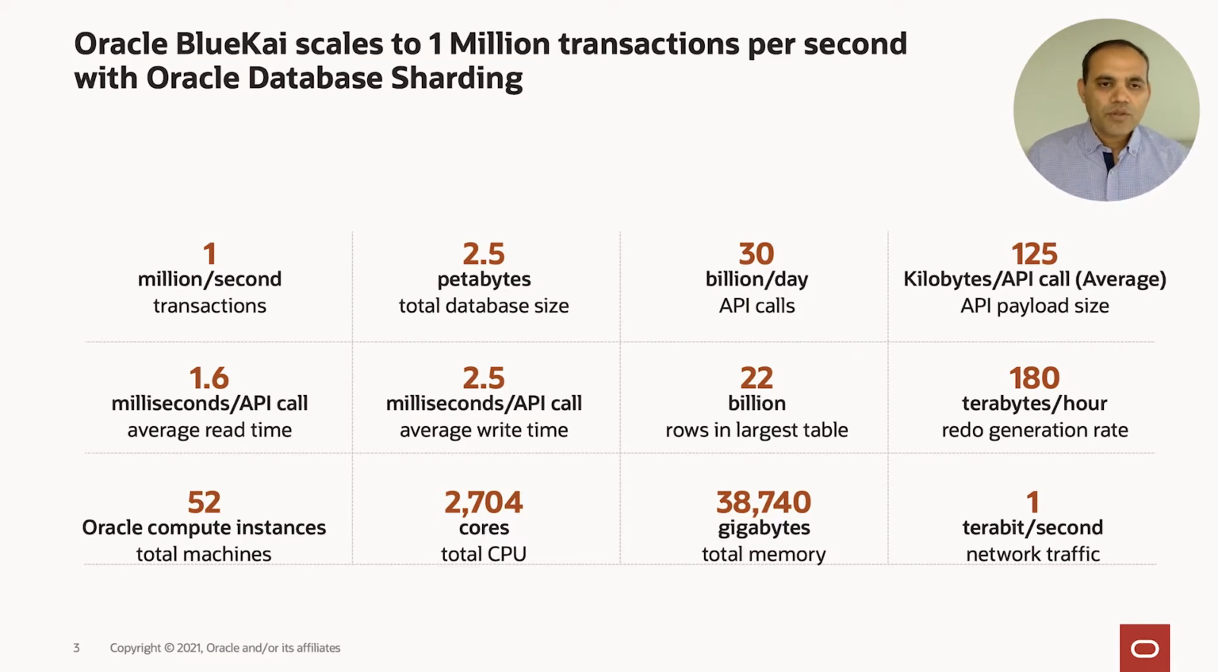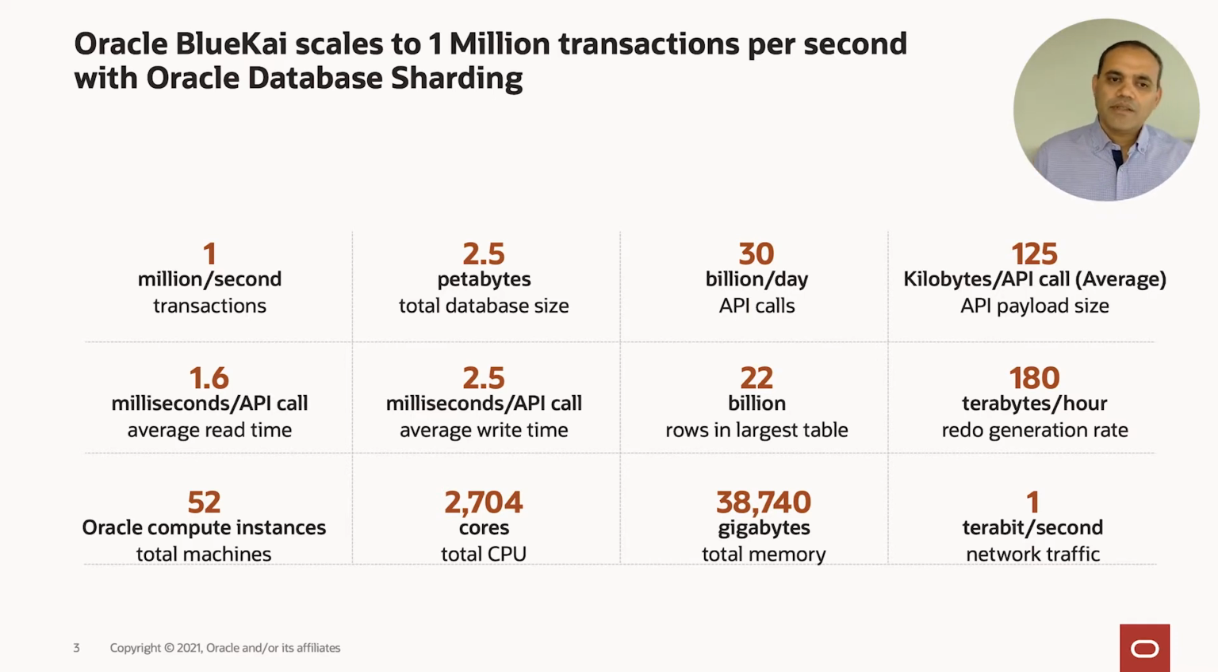And these are end-to-end latencies, where the request hits the load balancer, the web server, the application server, the database, and back. Now, each of these API calls has about 125 KB of payload, and they are having about 30 billion API calls per day. It also requires extremely high throughput data ingest. They are generating redo at 180 terabytes per hour.